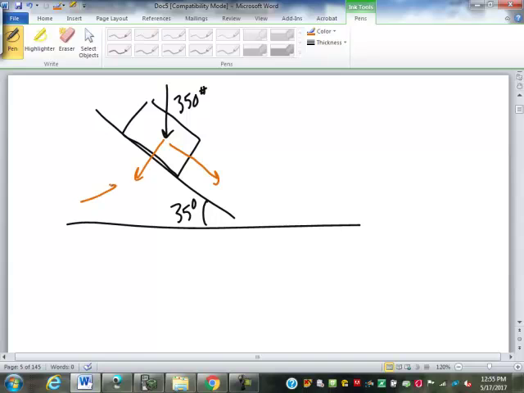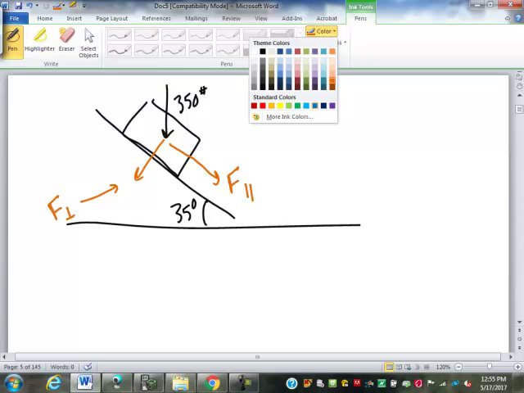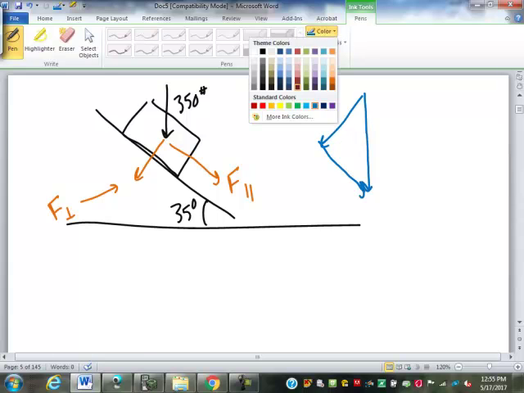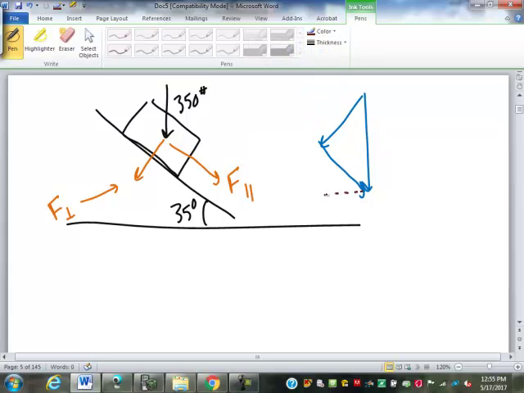This is called the perpendicular force. That upside down T means perpendicular. This one's called the parallel force. Those two parallel lines means parallel. So what we're doing is we're taking this 350 pounds and we're breaking it down into pieces that look like that. Now that 35 degree angle is right here.